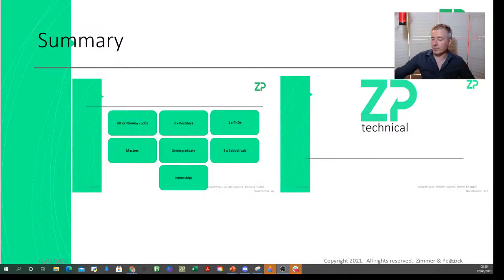As I say, this forum is normally for technical questions, but we do get asked how can I join Zimmer & Peacock, so I just wanted to give you some ways in. If you're interested in joining Zimmer & Peacock, reach out to us, but I will just point you back towards these links and say these are the ways in. Think about which way works the best for you.